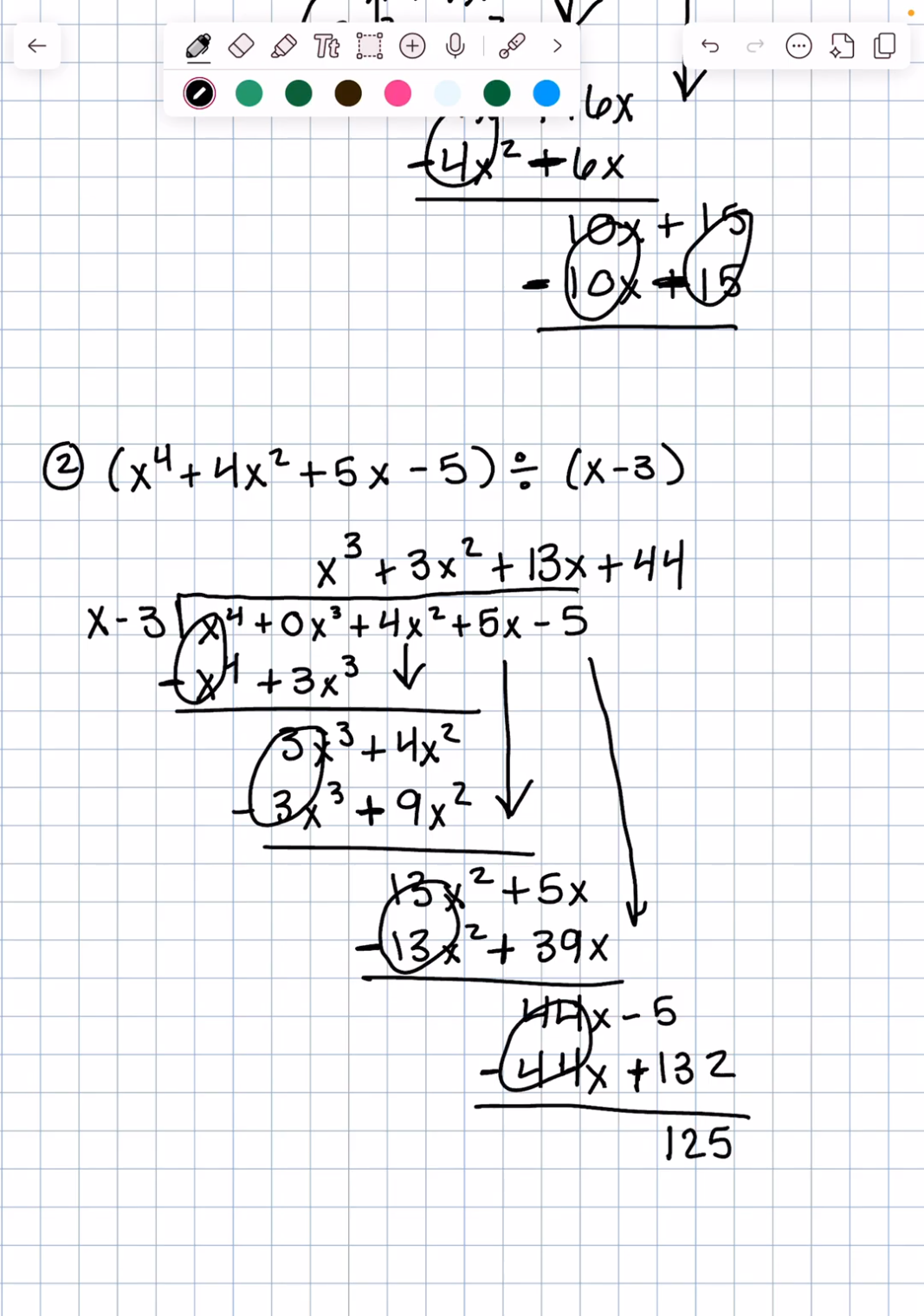So remember, how we would write that is plus 125 divided by whatever we were dividing by. So divided by x minus 3. And that would be our final answer right there. So it's kind of ugly since we had a remainder, but that would be our final answer.